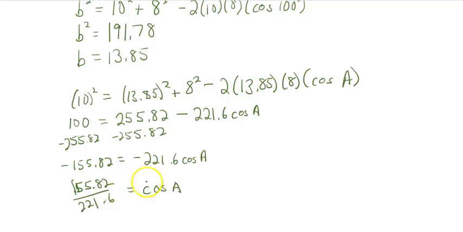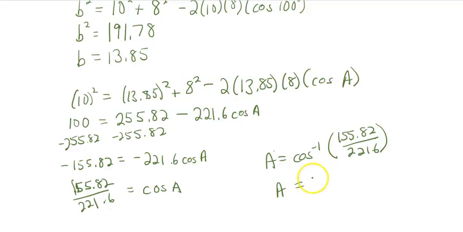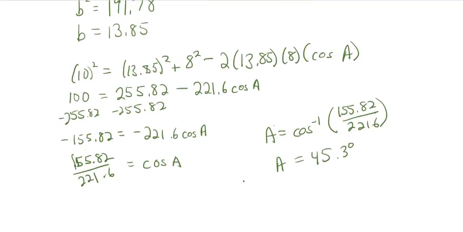That equals my cosine of A, and again, I'm doing the inverse to get the angle. So A is going to equal cosine inverse of 155.82 over 221.6. And when I type that in, I get 45.3. So now I don't have to do the law of cosines to get angle C because I already have two angles. I can just subtract from 180. So 180 minus angle B, which was 100, and angle A, which was 45.3, gives me 34.7 for angle C. And I found all the missing parts because I found side B, angle A, and angle C.